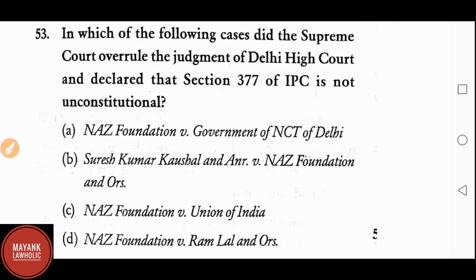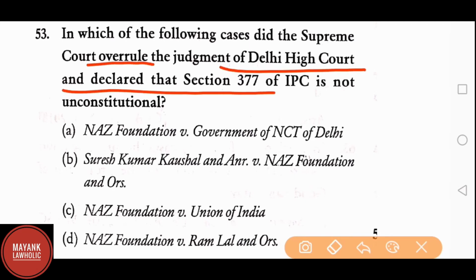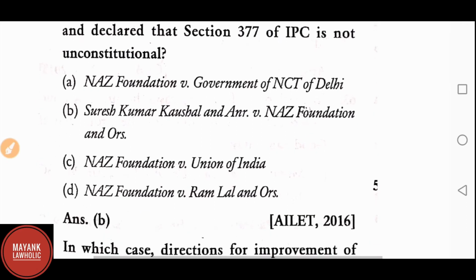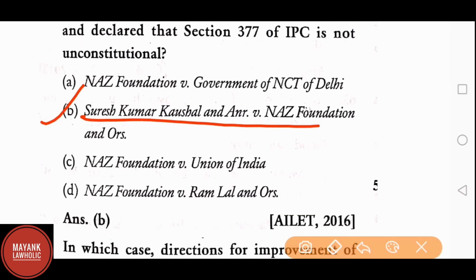Question number 53. In which of the following cases did the Supreme Court overrule the judgment of the Delhi High Court and declare that Section 377 of IPC is not unconstitutional? Options: A. Naz Foundation versus Government of NCT Delhi. B. Suresh Kumar Koushal versus Naz Foundation. C. Naz Foundation versus Union of India. D. Naz Foundation versus Rattan Lal and others. The option is B. Suresh Kumar Koushal versus Naz Foundation and others.